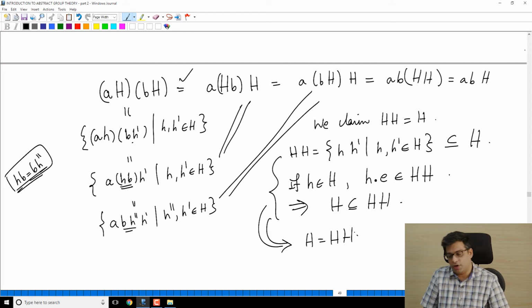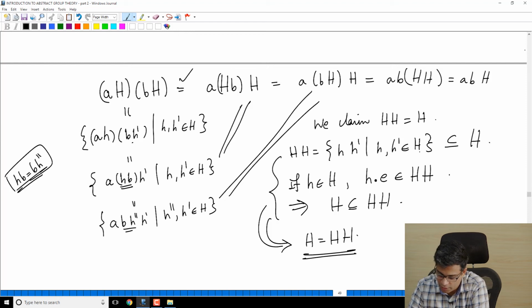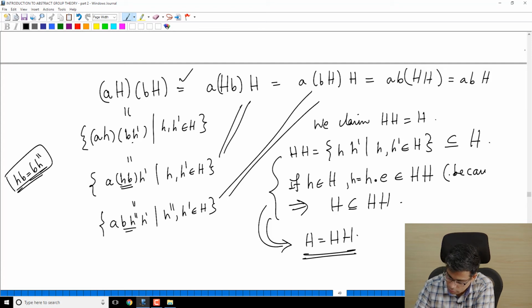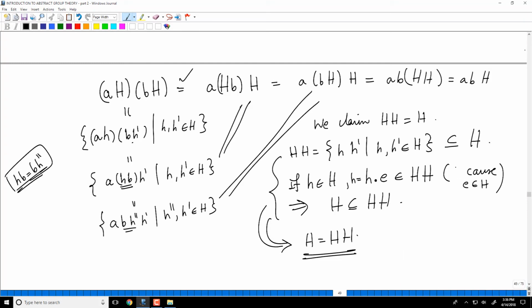This is not true in general for a subset only, which is not a subgroup. So H is equal to HH because H is a group. We have used both properties, right? Here, because if h and h prime are in H, the product needs to be in H, and e is in H. We need e in order for h to be equal to he, but for that we need e to be in H. So here we use the other important property of a subgroup. It must contain the identity element.